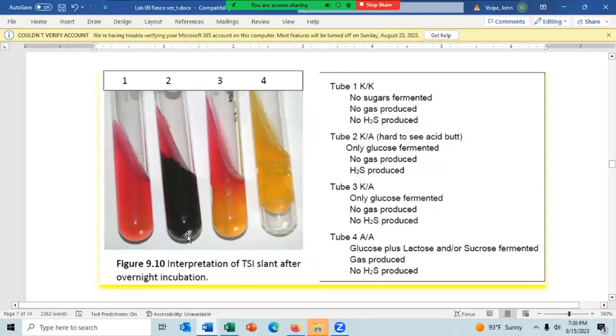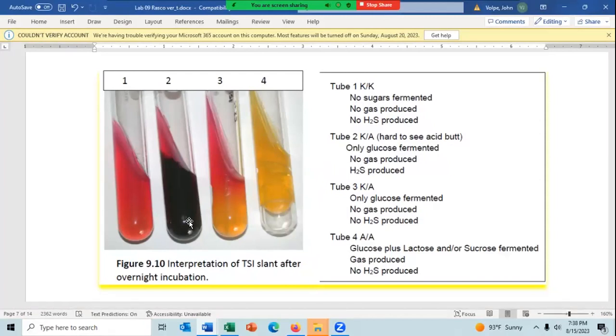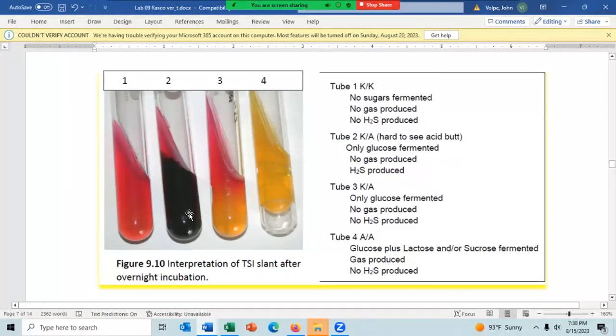that means we have fermentation. So the color of the slant would be yellow. In this case, only glucose is fermented because the slant is pink and the butt is yellow. Although you can't see that it's yellow, we know it's yellow because wherever hydrogen sulfide is produced, fermentation occurred. There's no gas being produced here, and there is hydrogen sulfide being produced here.